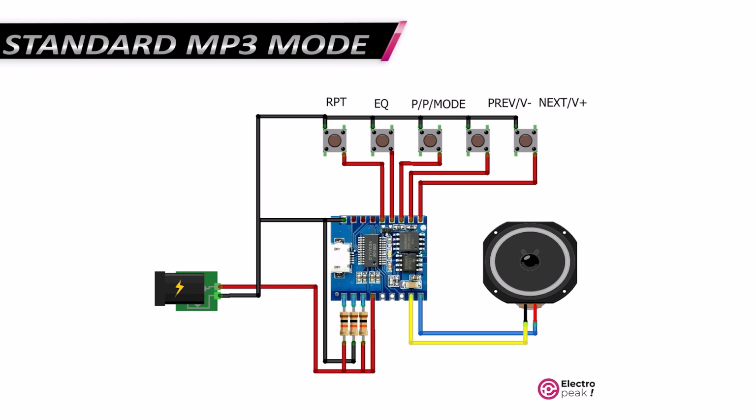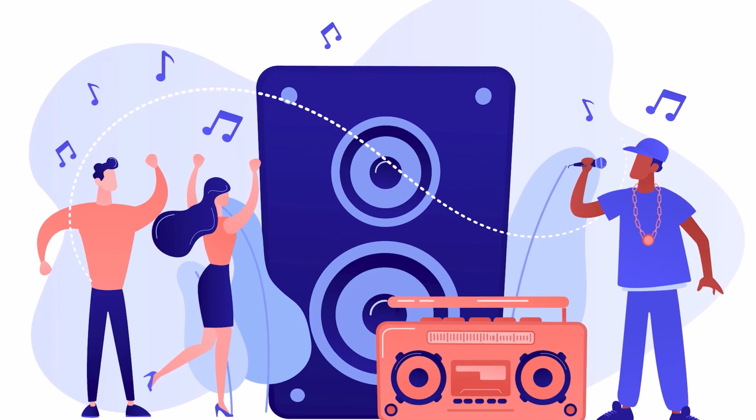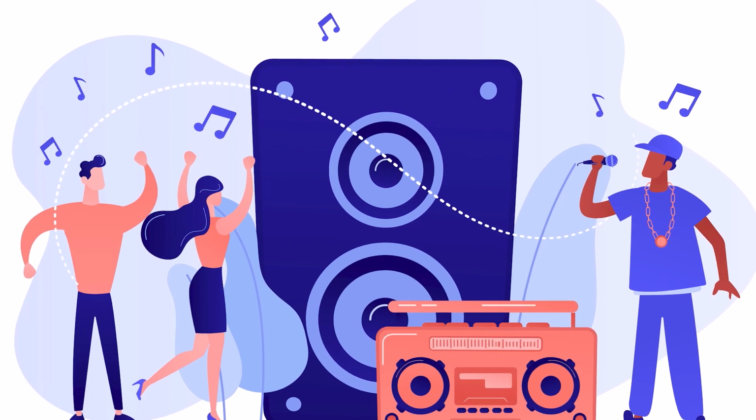Finally, let us configure the module to operate in standard MP3 mode. Follow the wiring diagram to connect the module, and note the functionality assigned to each button. This simple setup allows you to create a small MP3 player.